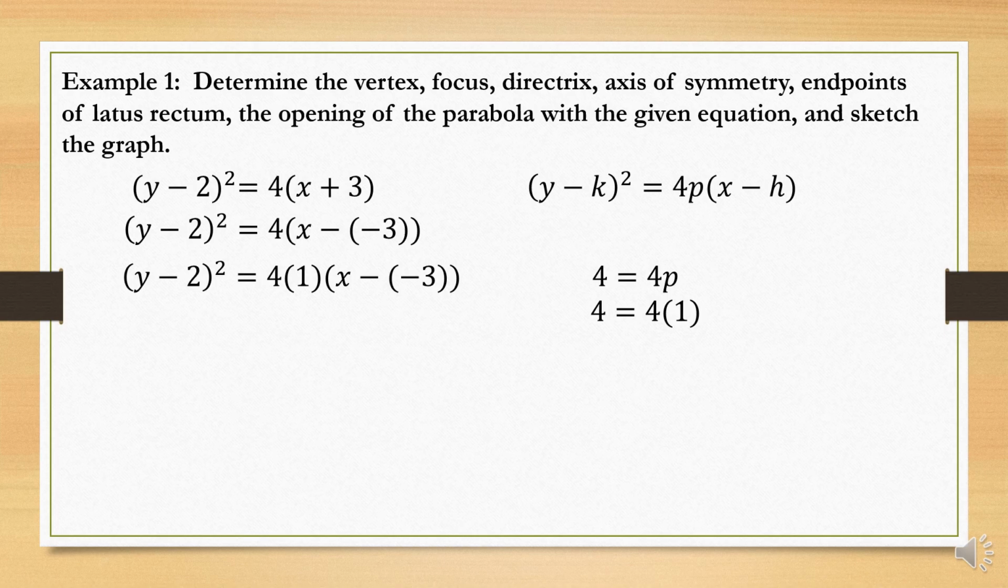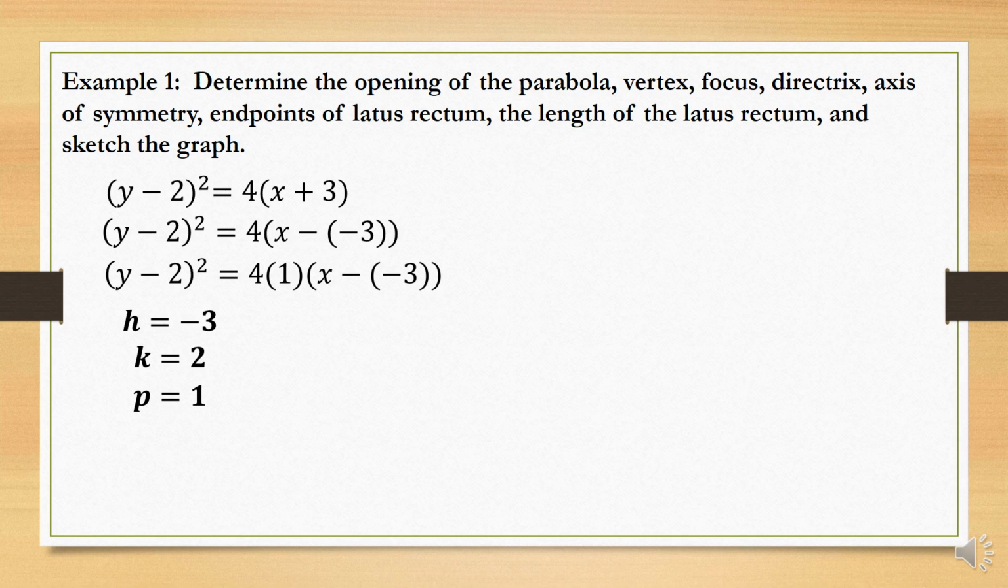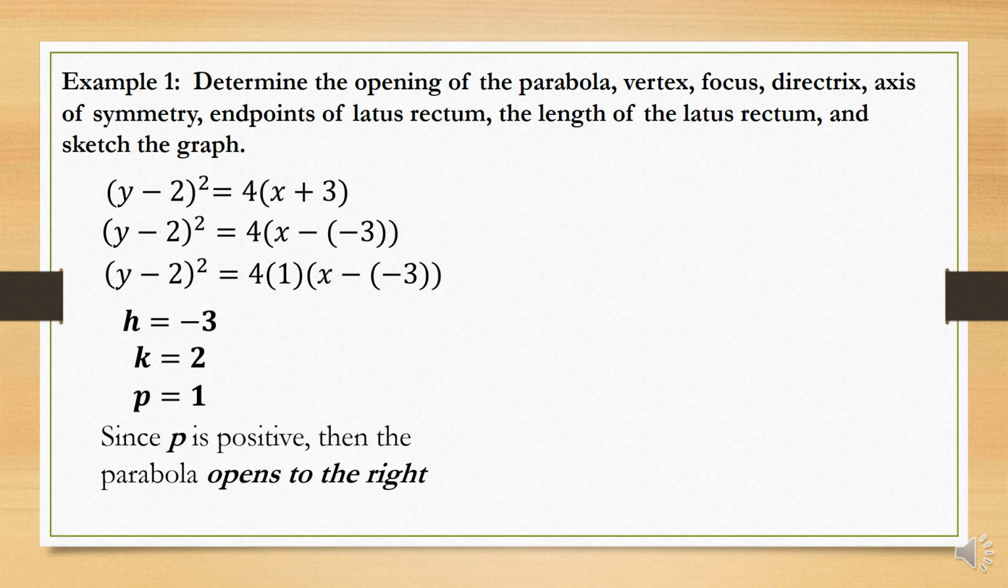So we have now the values of k, p, and h. Since k is 2, p is equal to 1, and h is equal to negative 3. Now, we can find the opening of the graph by simply looking at the value of p. You have observed that p is positive 1. Therefore, the parabola opens to the right.